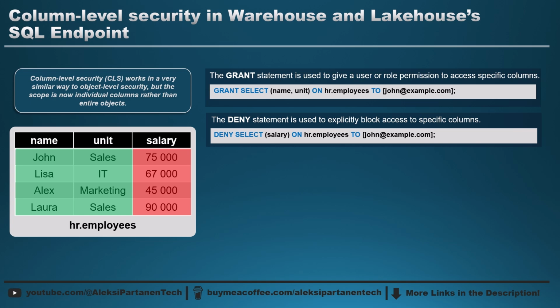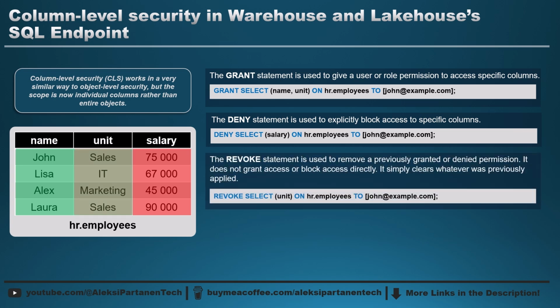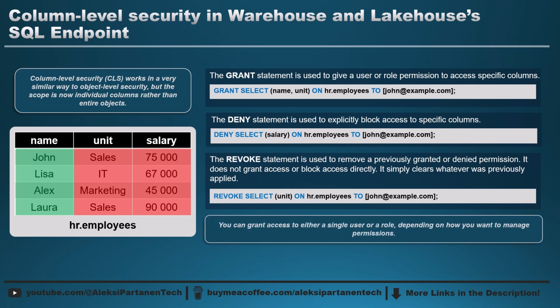Of course, in this case, running this deny statement is not mandatory since we only gave name and unit access to John and he didn't have any access to that table in the first place. And if we want to undo one of these permissions, we can use the revoke statement in a very similar way we used it with OLS. This removes whatever permission was set before, whether it was grant or deny. Also, these column level accesses can be controlled via roles, like the object level accesses that we covered previously.